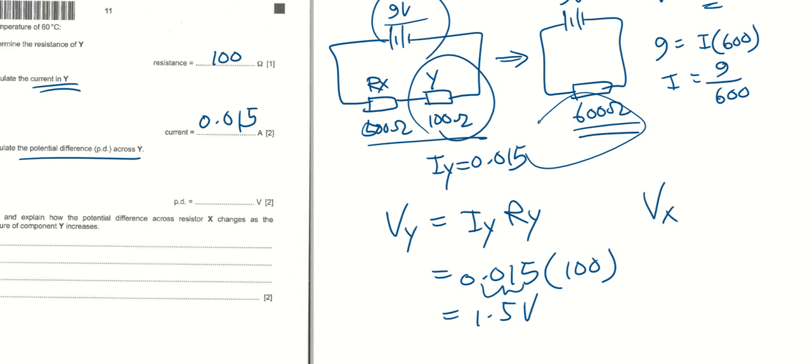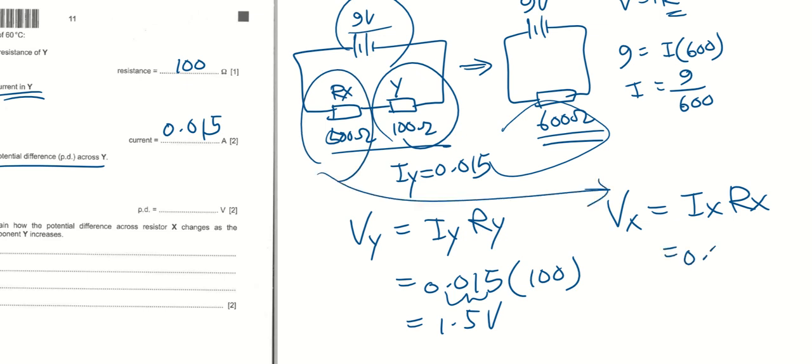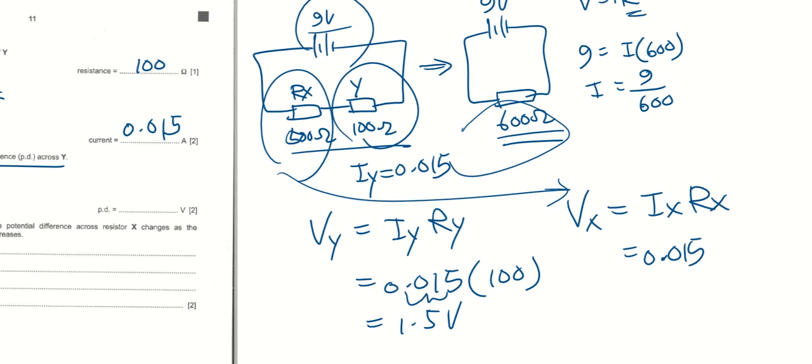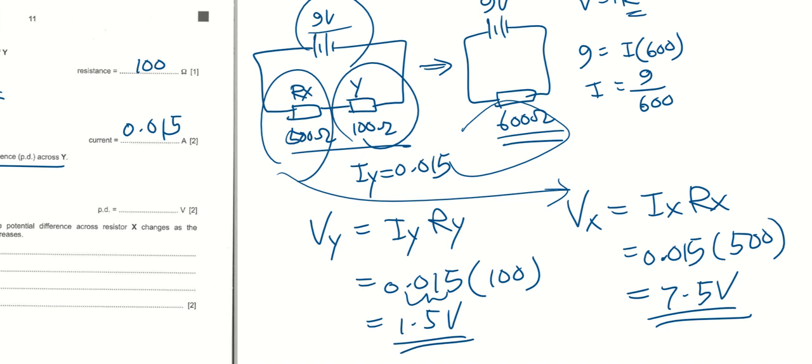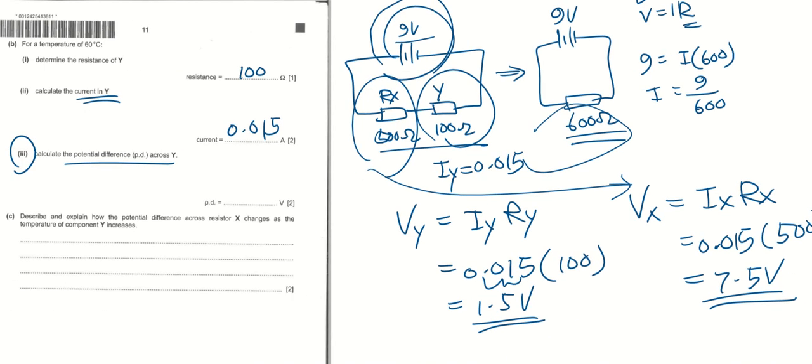Let's just do Vx. Vx will be Ix multiplied by Rx. So Ix is actually 0.015, it is equal to Iy. In a series, current is the same. Rx is 500, so I will get 7.5 volts. If you add up 1.5 volts and 7.5 volts, you get the equivalent of 9 volts, because in series, voltage is the sum. So if you understand all this, well, straight away 5 marks, you know.